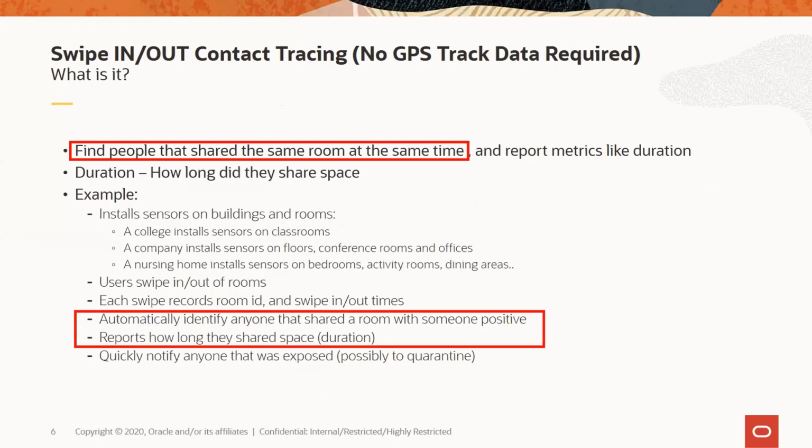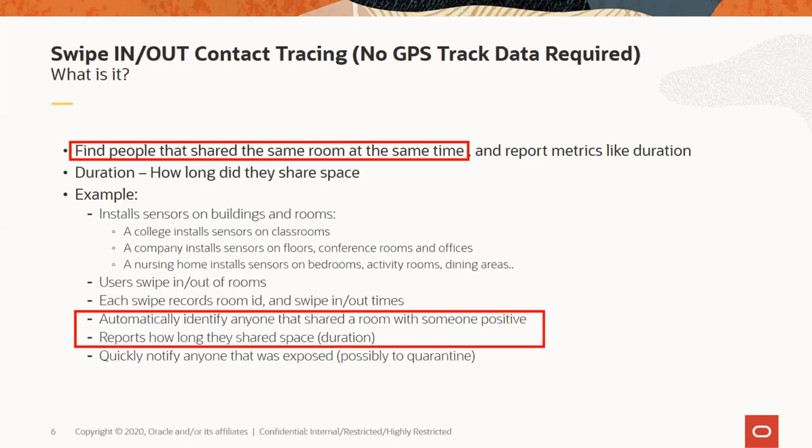Duration is a very important metric. How long did people share that space? For example, sensors on buildings and rooms. A college, for example, might install sensors on classrooms. Or a company installs sensors on floors, conference rooms, and offices. Or a nursing home might install sensors on bedrooms, activity rooms, and dining areas, right?